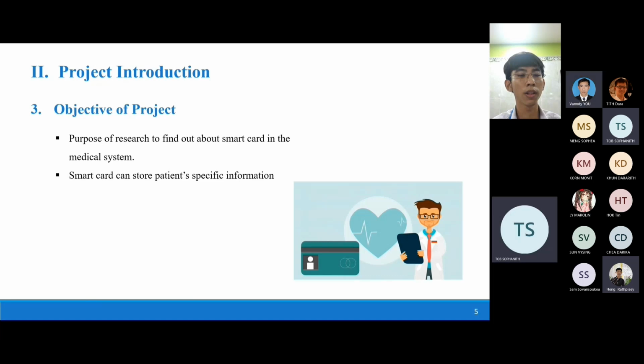Okay, thank you. So you mean that inside that smart card, the medical history of the patient can be stored inside that card, right? Yeah, teacher. The whole medical history.